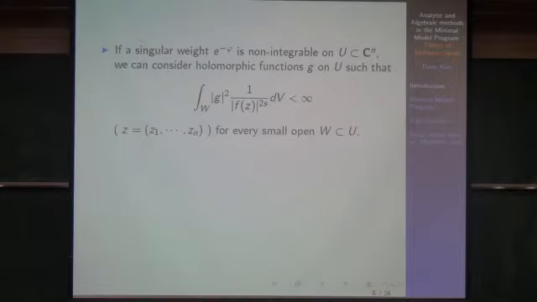Okay, so when the singular weight exponential minus phi is not integrable, we want to consider some functions g such that when you multiply the weight by this g squared, the integral becomes finite. Without multiplying by g, it will be infinite when it's non-integrable. And you can collect all those functions g which make this new integral finite.